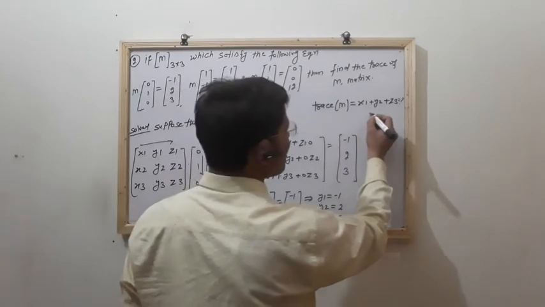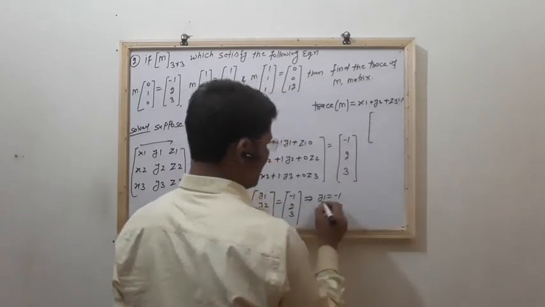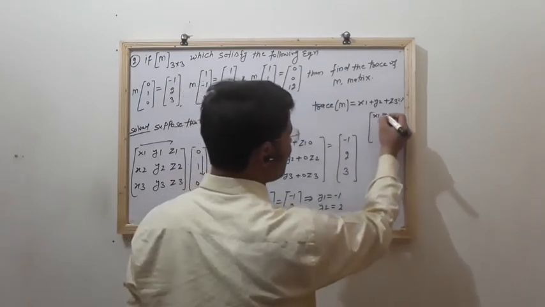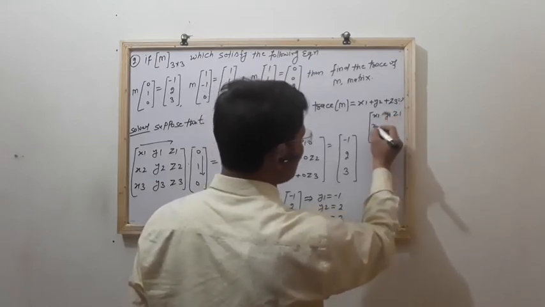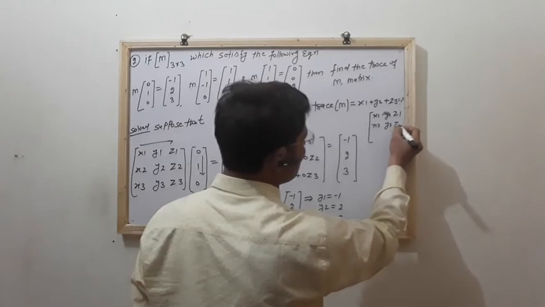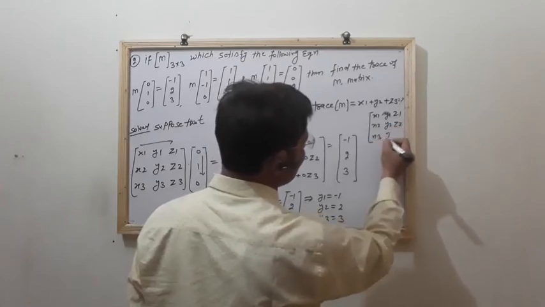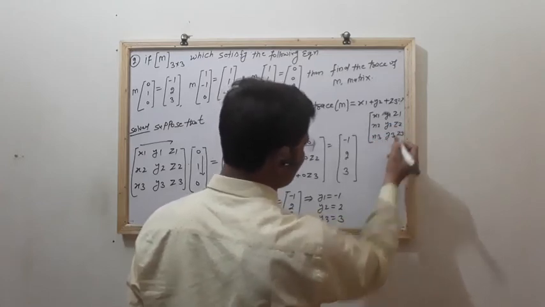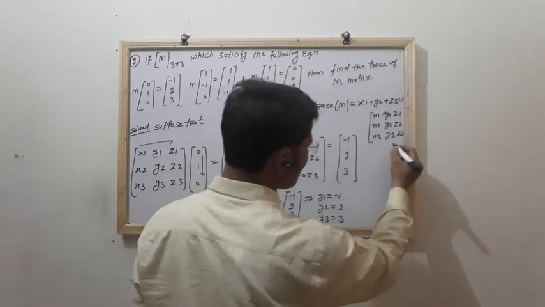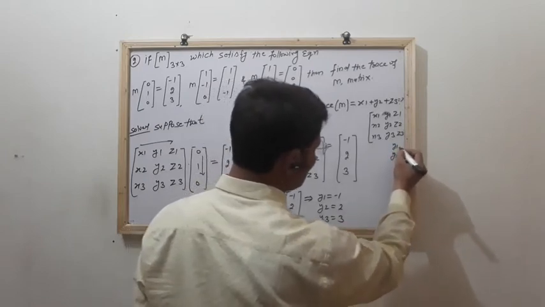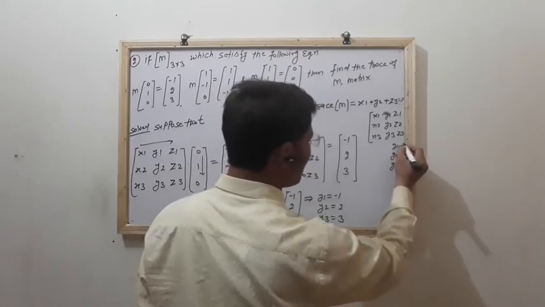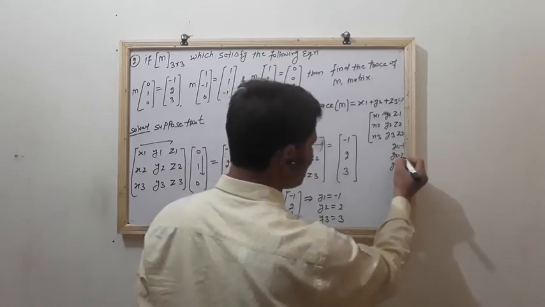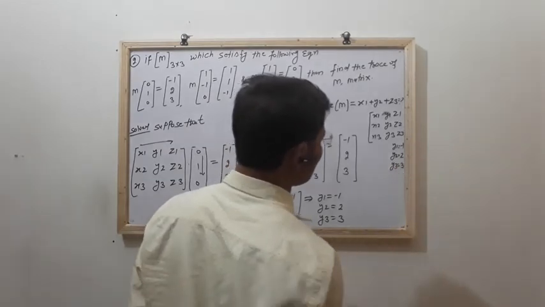I am putting the value of m. This is x1, y1, z1, x2, y2, z2, x3, y3 and z3. Means that y1, y2 and y3 is equal to minus 1, 2 and 3.